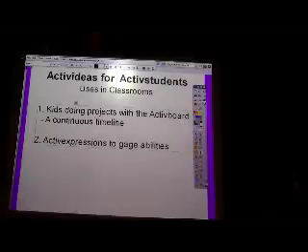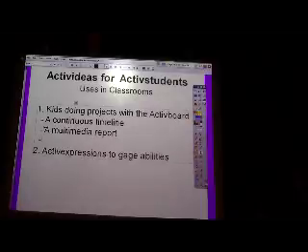For multimedia, it's recorded in time. A multimedia report, that's an excellent one. Great. Any other ideas of projects to do on the ActiveBoard? Venn diagrams. Venn diagrams, yes, excellent.